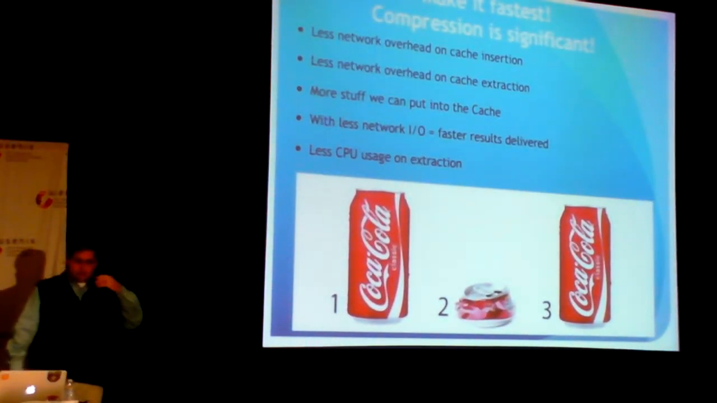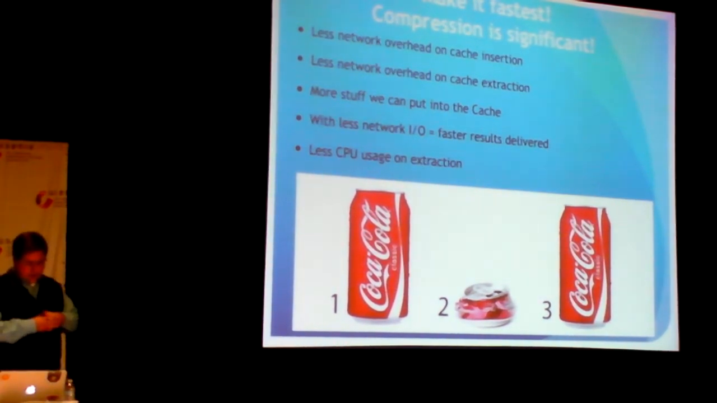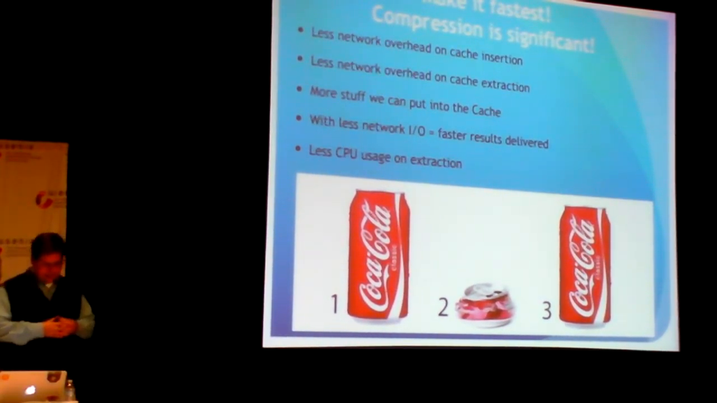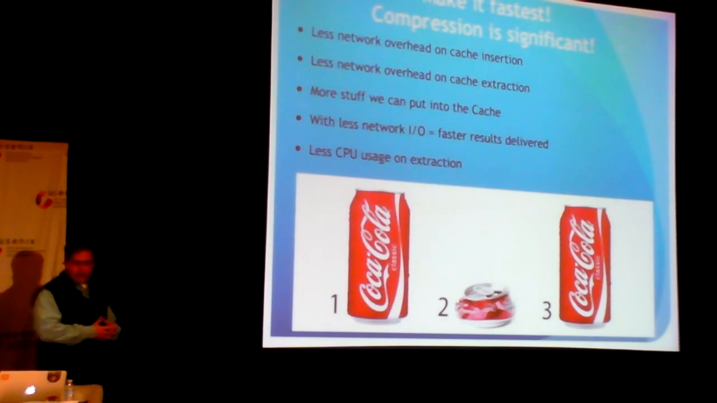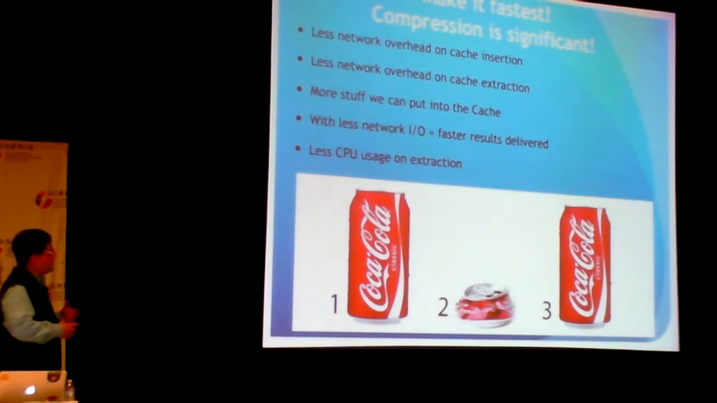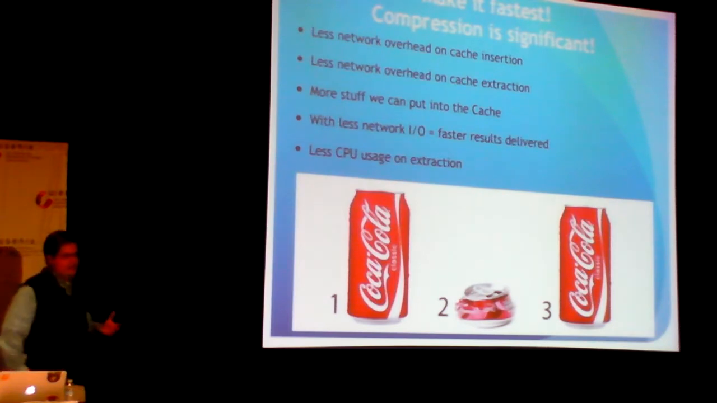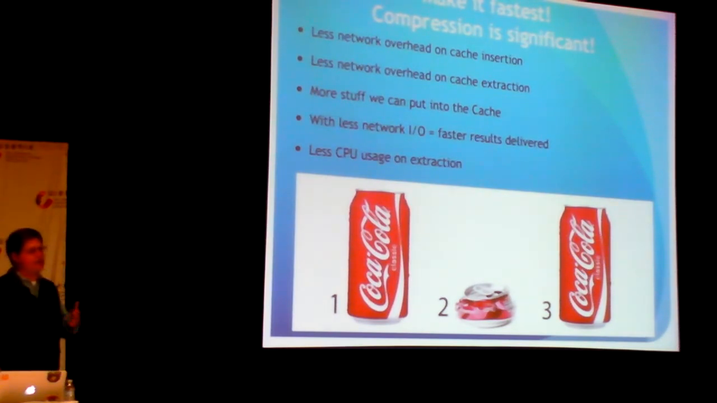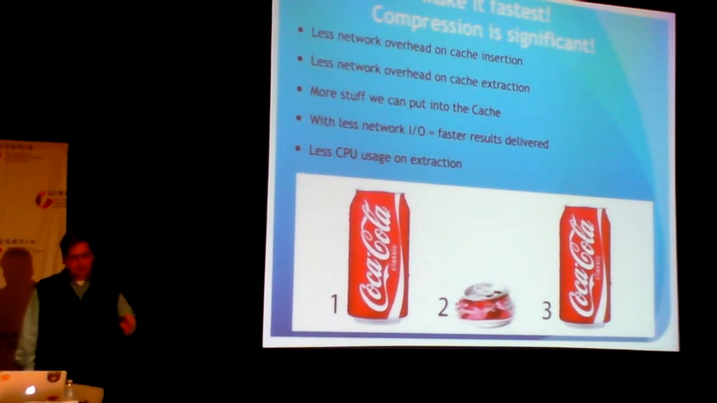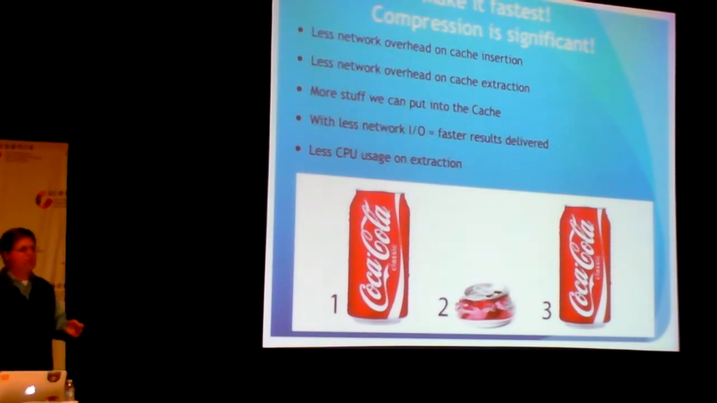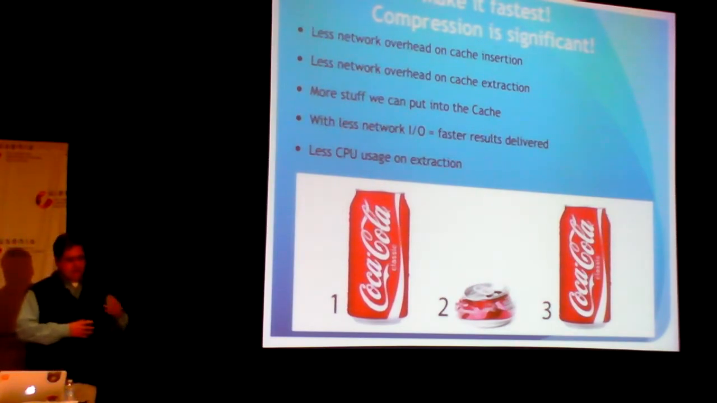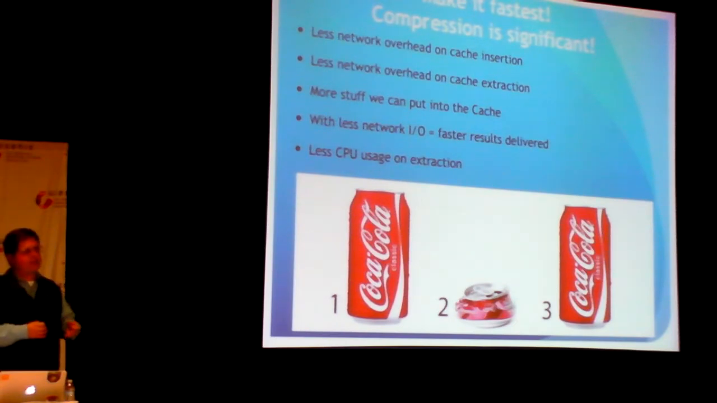Thirdly, compression really is significant. We could insert the data into the cache in plain text, but there's really no reason why we need to. When we use compression, we use less network overhead on insertion. We can exploit the CPU horsepower on our end nodes. There's a lot less network overhead on cache extraction, and we're holding this stuff in RAM on our policy servers, and space is expensive. So the smaller we can get our cache on insertion, the more stuff we can shove in there. And most importantly, if there's less data in the cache, it's actually faster to extract it.